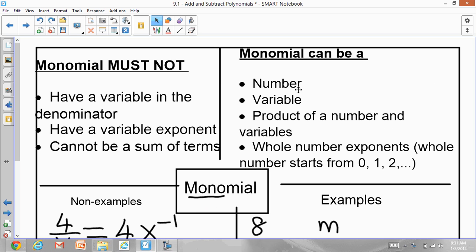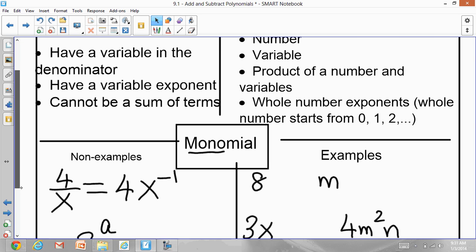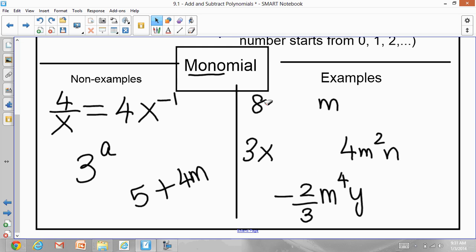Monomial. A monomial can be a number, can be a variable, can be a product of a number and variables, having only whole number exponents. So a monomial may not have a variable in the denominator, may not have a variable exponent, and cannot be a sum of terms. So examples of monomials and non-monomials follow here.